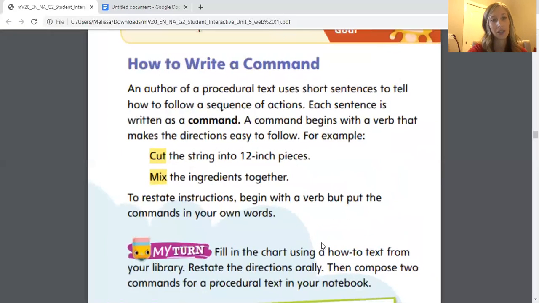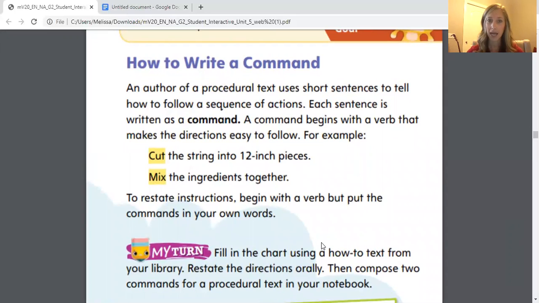Let's go ahead and read this part at the top. It says, an author of a procedural text uses short sentences to tell how to follow a sequence of actions. So that sequence they're talking about, you guys, is those step-by-step directions. A command begins with a verb that makes the directions easy to follow. For example, cut the string into 12-inch pieces. Cut is the verb. Mix the ingredients together. Mix is the verb. So you have that action word at the beginning. You are telling someone to do that. That's a command. You are commanding them, almost demanding them to do it. To restate the instructions, begin with a verb, but put the commands in your own words.